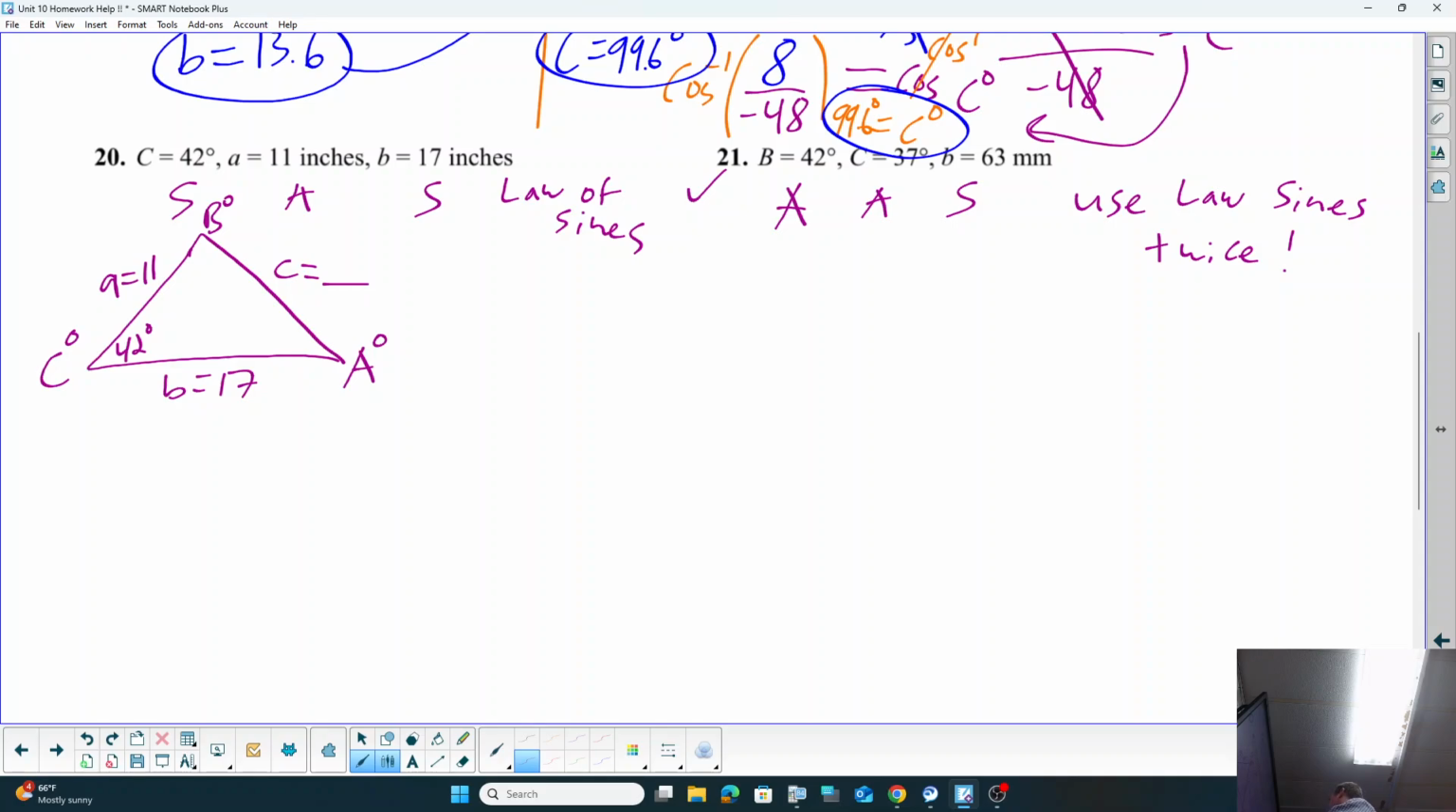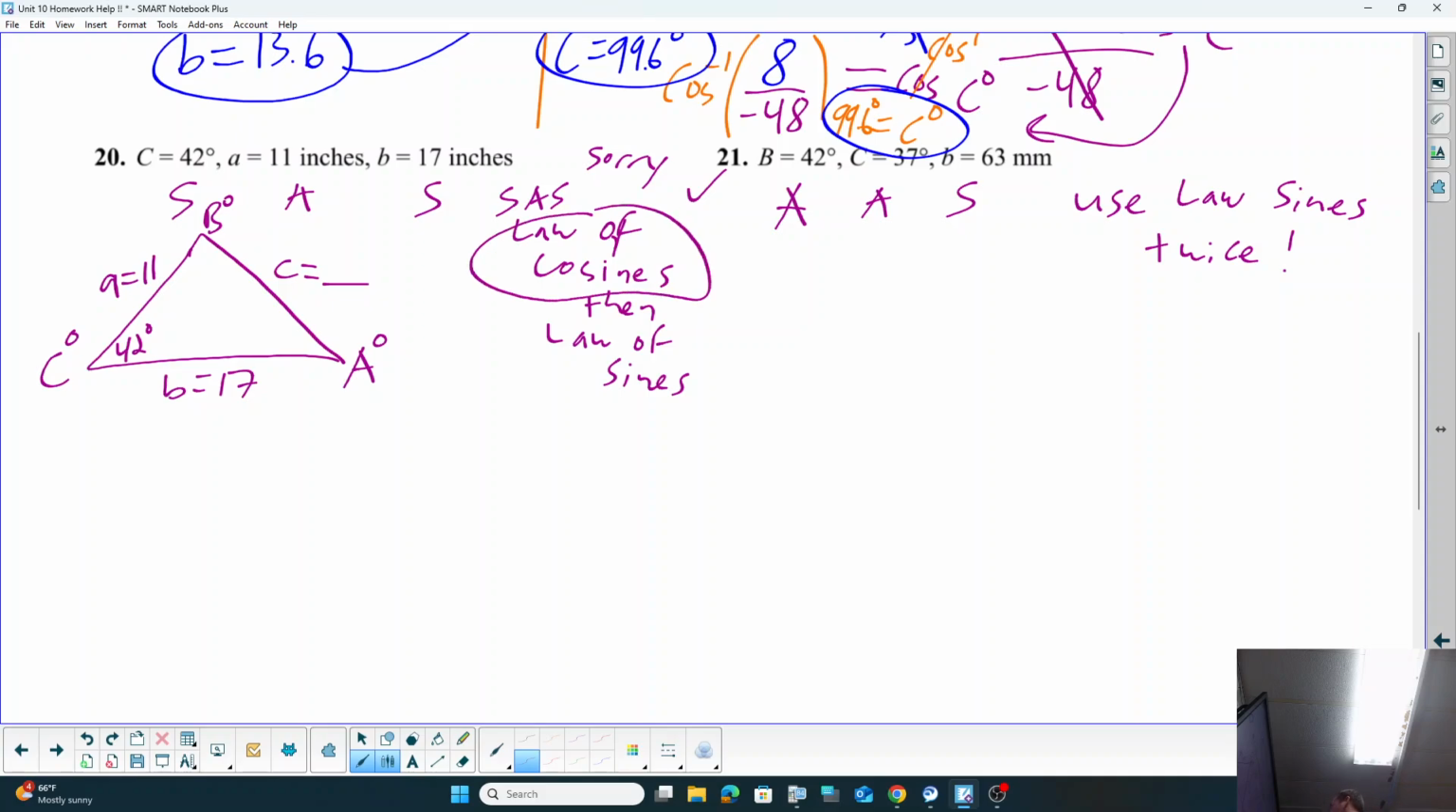So side angle side, we're going to have to use the law of sines to find little c first. No, not law of sines. Sorry, this is SAS, and side angle side is law of cosines, right? Law of cosines, then law of sines. Cool. So first we have to do the law of cosines first. Okay, so here it is.